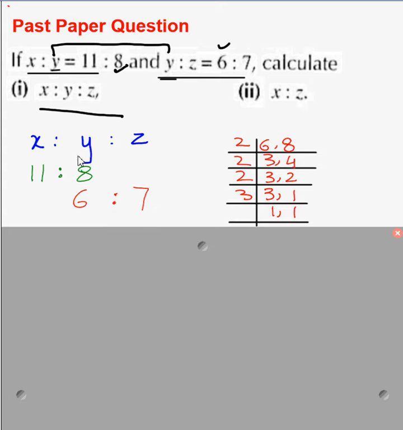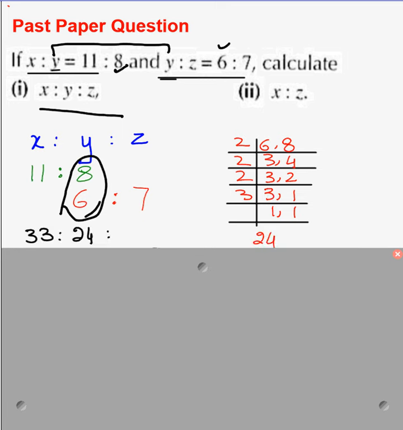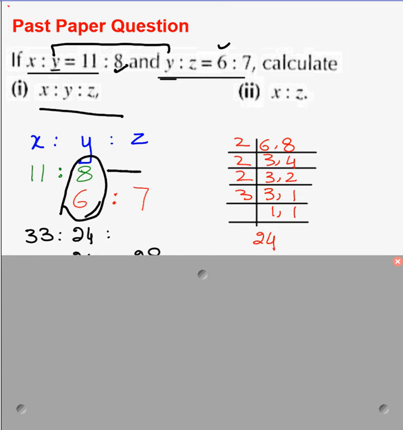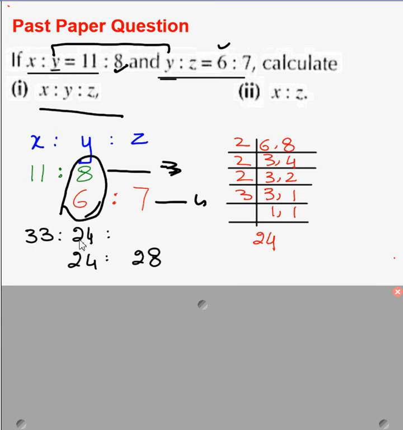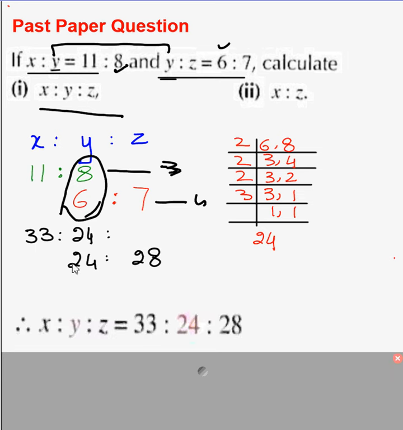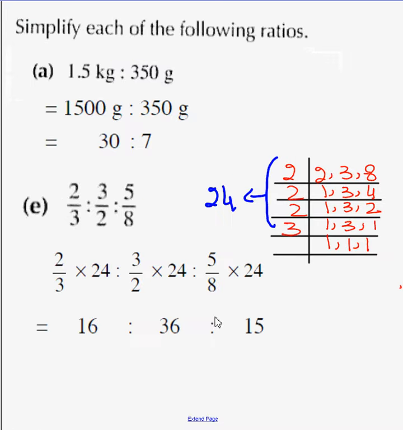Now I have to make this y the same. So I'm taking the LCM of it, right? The LCM of 8 and 6 is equal to 24. So I'll multiply the first by 3, the whole of it, and the second I'll multiply by 4. That will give me 33 is to 24, and 24 is to 28. So now I can say x, y, z is equal to 33, 24, 28. And when the question says find x is to z, you can straight away write 33 is to 28. Right? Now, last question.